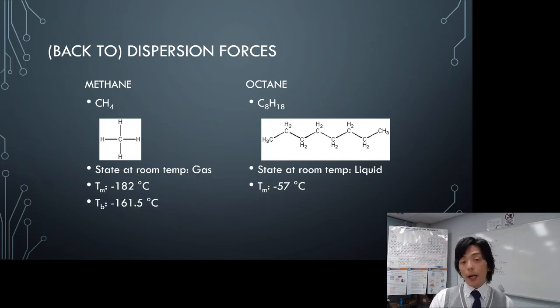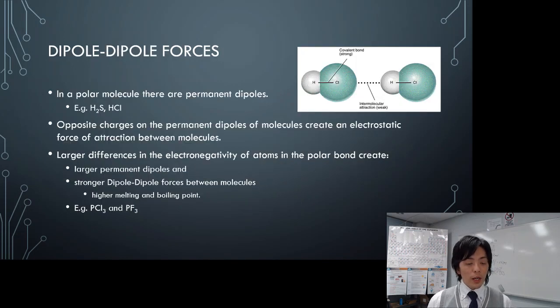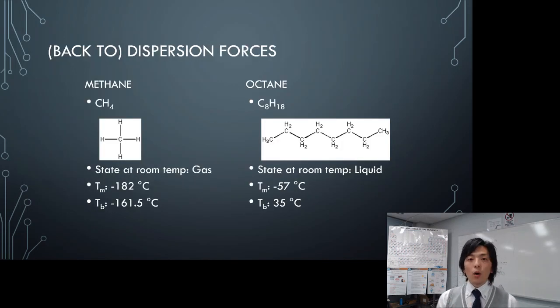For boiling point, methane evaporates at negative 161.5 degrees Celsius. So it's gas since a while ago. But for octane, it only evaporates at 35 degrees Celsius. So on a hotter day, octane will be evaporating. So hopefully you can see the effect of the size, so the molar mass, and also the number of electrons available, and both are non-polar. So dispersion force is the only secondary interaction that's available for these, isn't it?